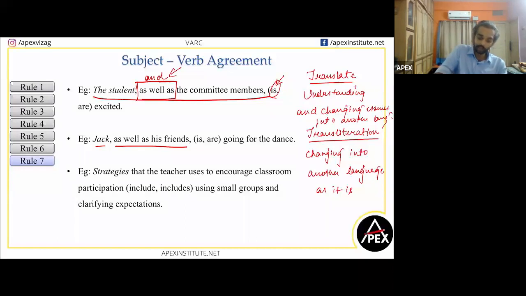This part is a modifier. If I remove it, I will actually be able to check what my correct answer is. It'll be is. But even if you keep it there and check, you should still be able to get the correct answer. Do you get the logic for this? Okay, what about this? Strategies is a plural subject, so we need a plural verb.